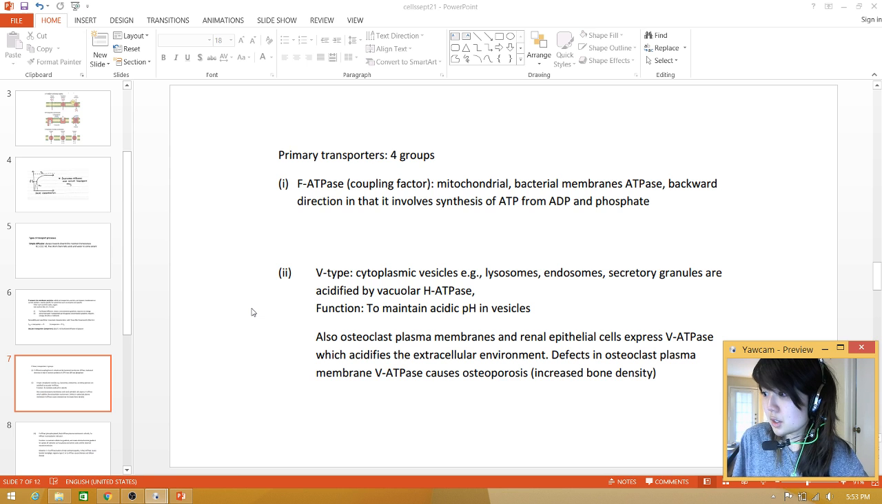The kidneys do a lot of excreting, and one of the excretions is the protons inside urine, which is why urine is acidic, and the V-type ATPase maintains this pH. Defects in the osteoclast V-ATPase cause osteopetrosis, which is increased bone density.